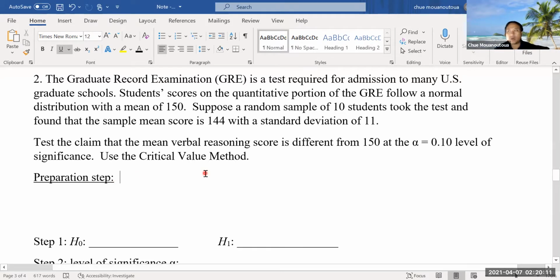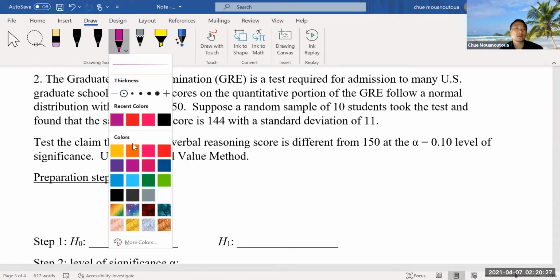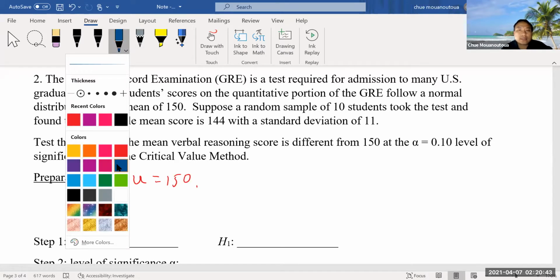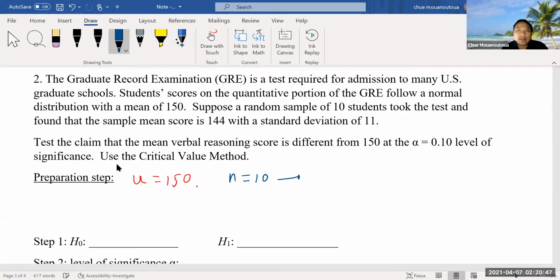Okay, now we'll go ahead and look at this preparation step here. We're going to gather our data or information that we have. It looks like the mean score for everybody is 150. But one took 10 students and found that the average, so that is the X bar of those 10 students, is 144 with a standard deviation of 11, so that is S is 11. Okay, that's what we have.